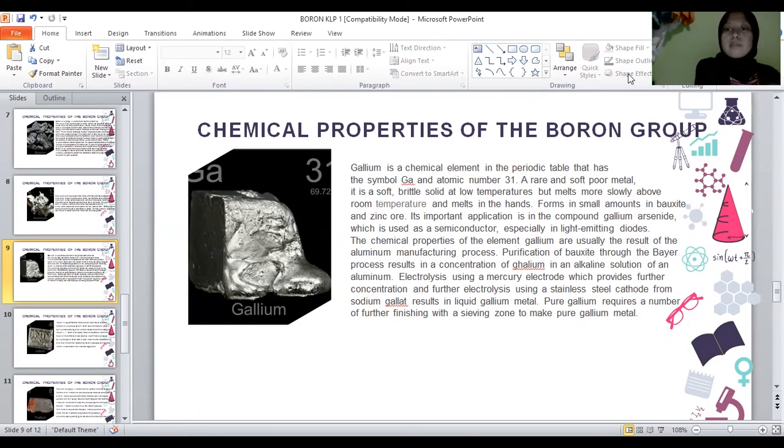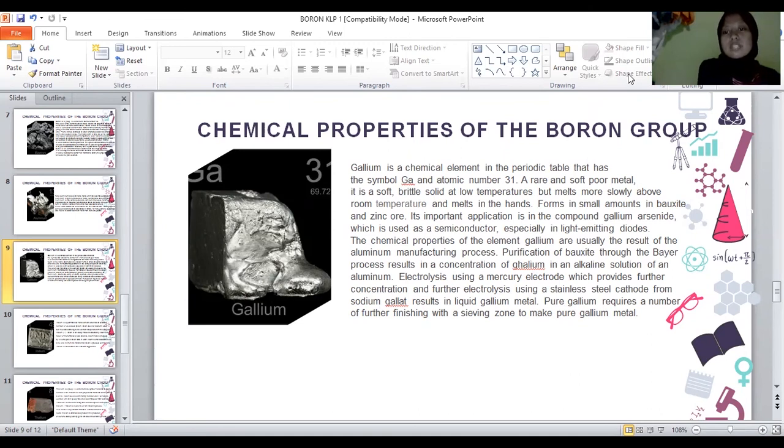Gallium is found in small amounts in bauxite and zinc ore. Its important application is in the compound gallium arsenide, which is used as a semiconductor, especially in light-emitting diodes. Gallium is usually obtained as a result of the aluminium manufacturing process.